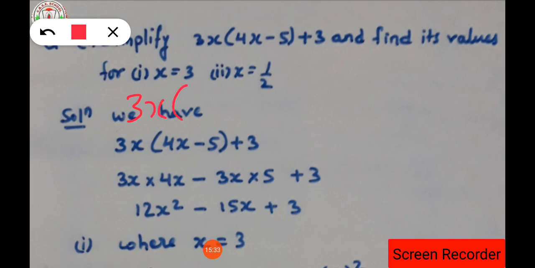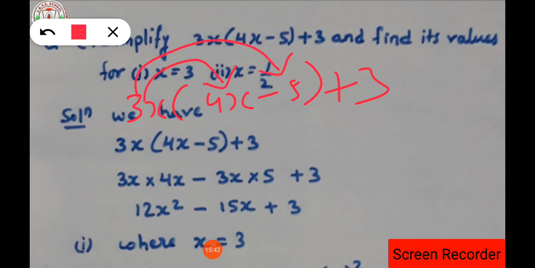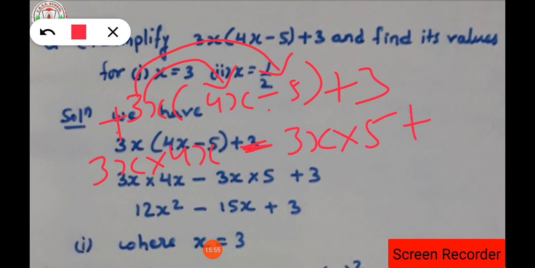So 3x into 4x minus 5 plus 3 is there, isn't it? So this 3x is going to multiply with 4x as well as with minus 5. So 3x will be multiplied with 4x. Then here plus and minus will be minus itself. Then 3x will be multiplied with 5, and 3 will remain as it is because the bracket is between the two numbers only, not with 3. So here how much will it become?